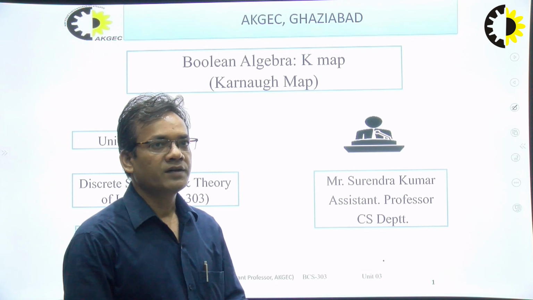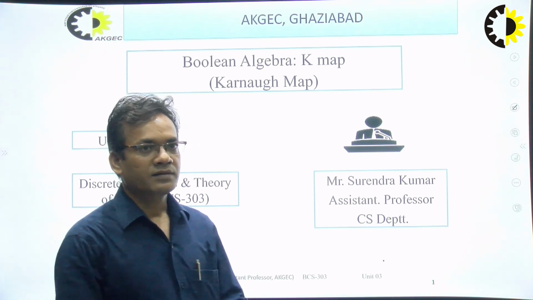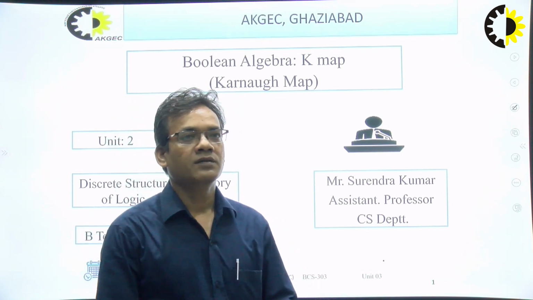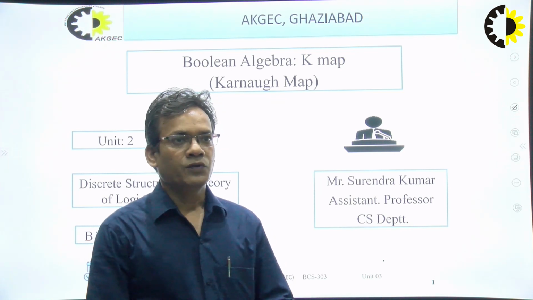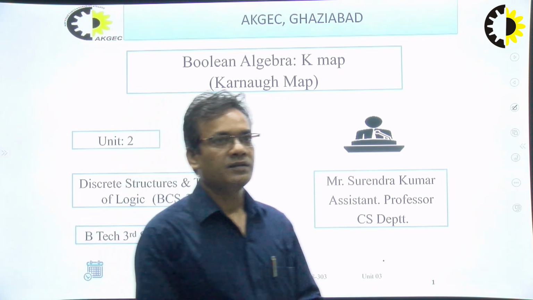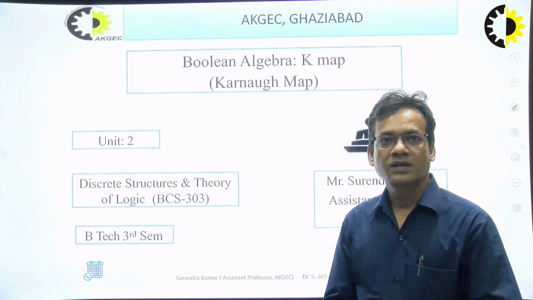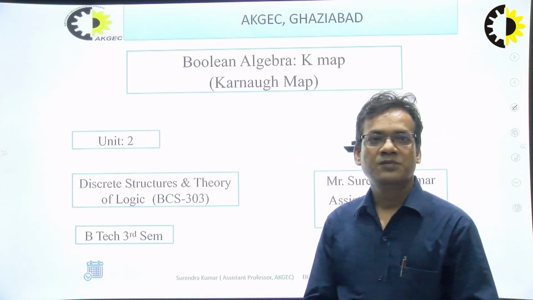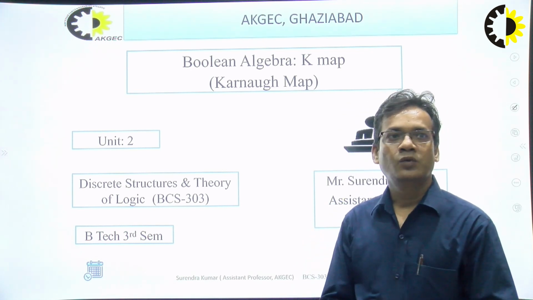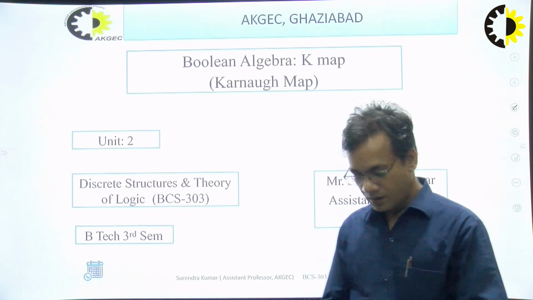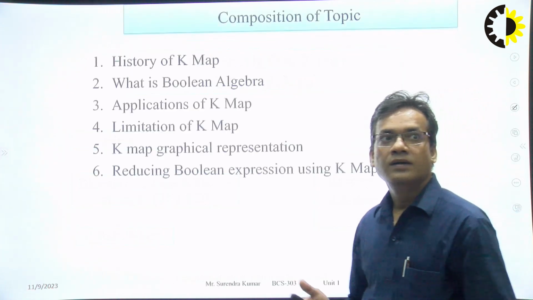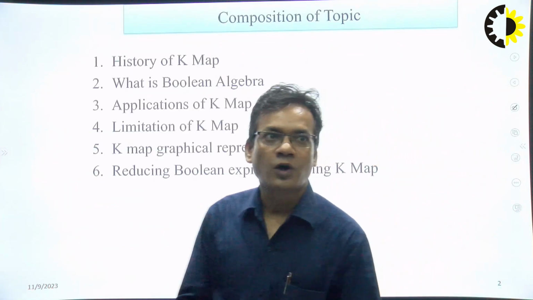So today's topic is basically based on Unit 2 for CSC third semester students who are studying Discrete Mathematics and Digital Computer Electronics. The topic from Unit 2 is Boolean Algebra. And in this Boolean Algebra, we are using K-map for simplification of Boolean expressions. So this is my composition of the topic.